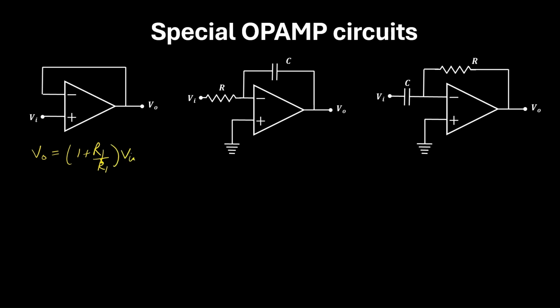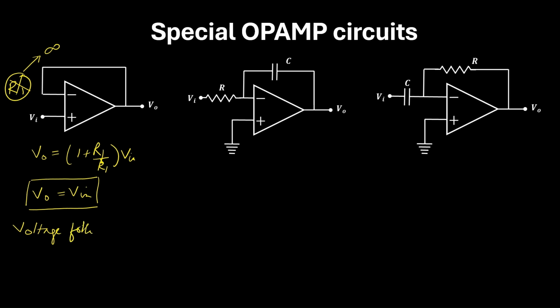Now R1 is not present here, so it is just like the resistance R1 is tending to infinity. So if we take the limit, then we can get V0 is equal to V in. That is, the output is equal to the input. Such type of circuit is known as the voltage follower circuit. Now let us move on to the next circuit.